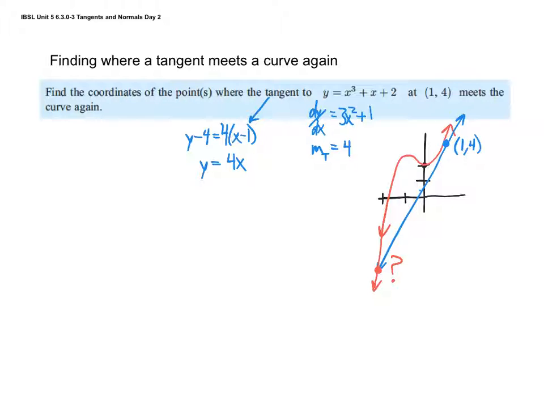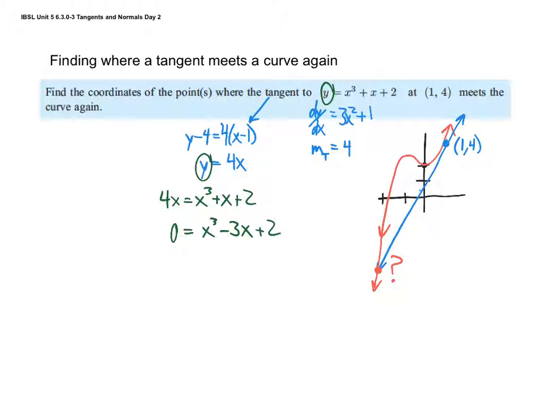Set both equations equal to each other. Set the equations equal. They're both equal to y, right? Oh, Nicolas? Yes. So 4x is going to equal x cubed plus x plus 2. Alright, so now we can solve this. 0 is x cubed minus 3x plus 2.